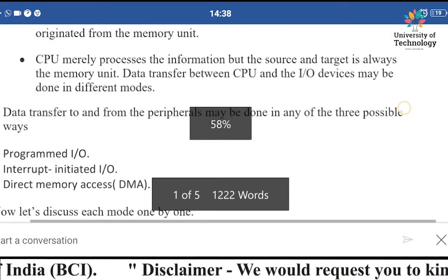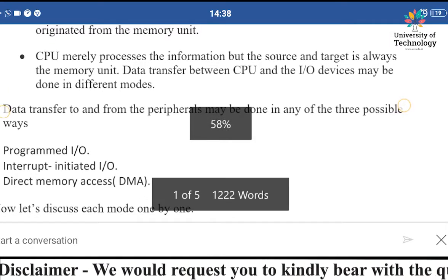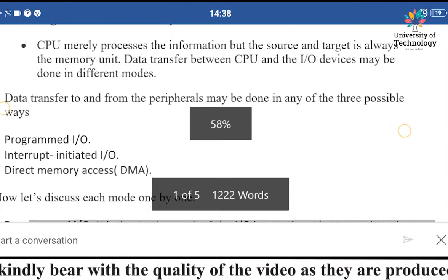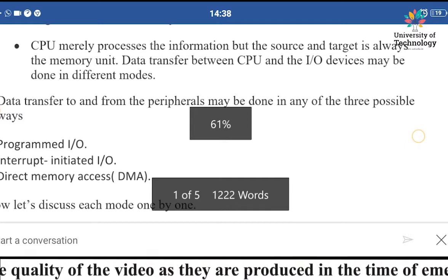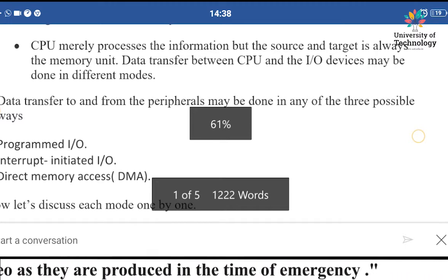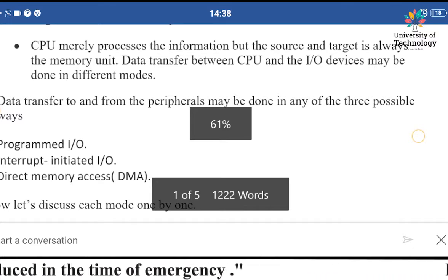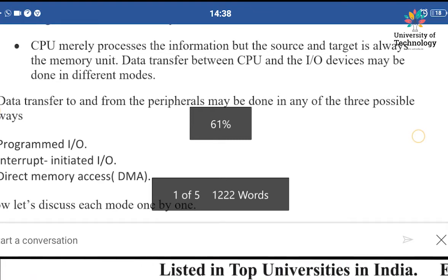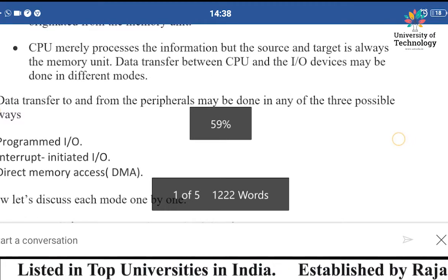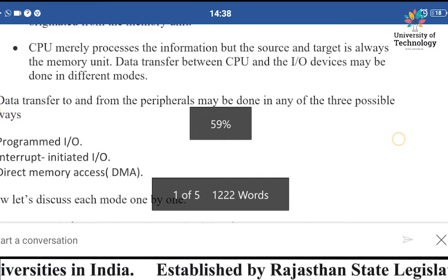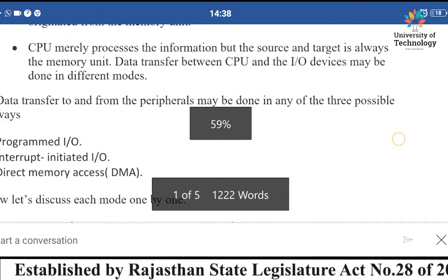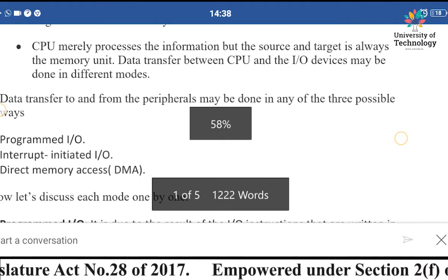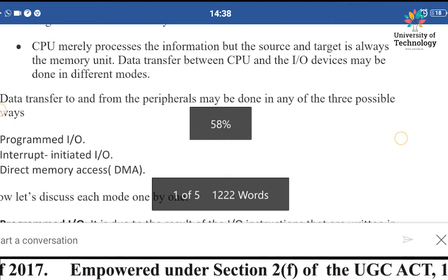Clear this point? Now what we are going to see in the next point is that the CPU merely processes the information, but the source and the target are always the memory unit. Whatever the central processing unit actually processes, the source as well as the target is not going to change. It's always going to be the memory unit only. Why? Because data is transferred into the memory unit and data is transferred from the memory unit.